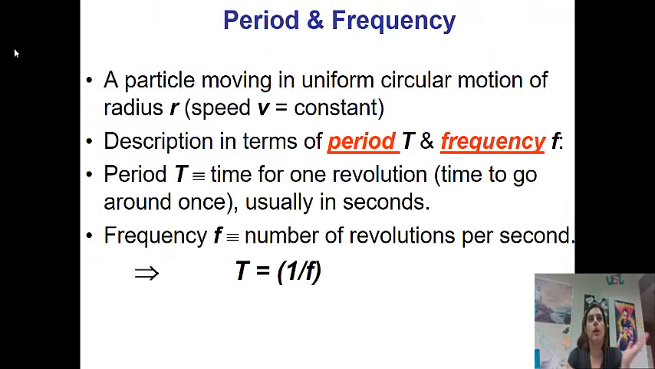Now, what about period and frequency? Well, period is going to be how long it takes to make one revolution. So one time around. How long? The time period. Students don't struggle with this so much anymore, but it used to be something that people would mix up a lot. So I always say, think time period. That's why we get the capital T. It's time. It's going to be measured in seconds. Frequency is how many times we go around per second. So it's the inverse of the period.